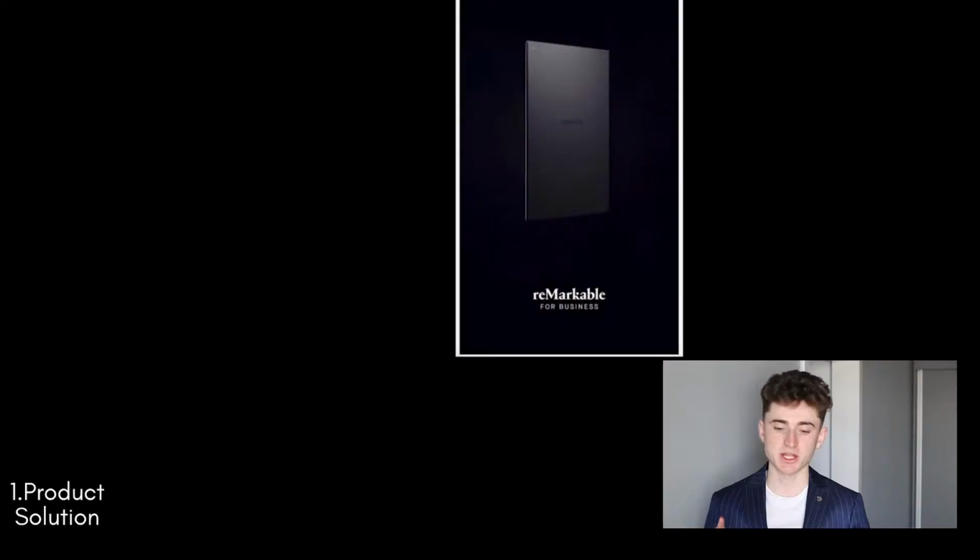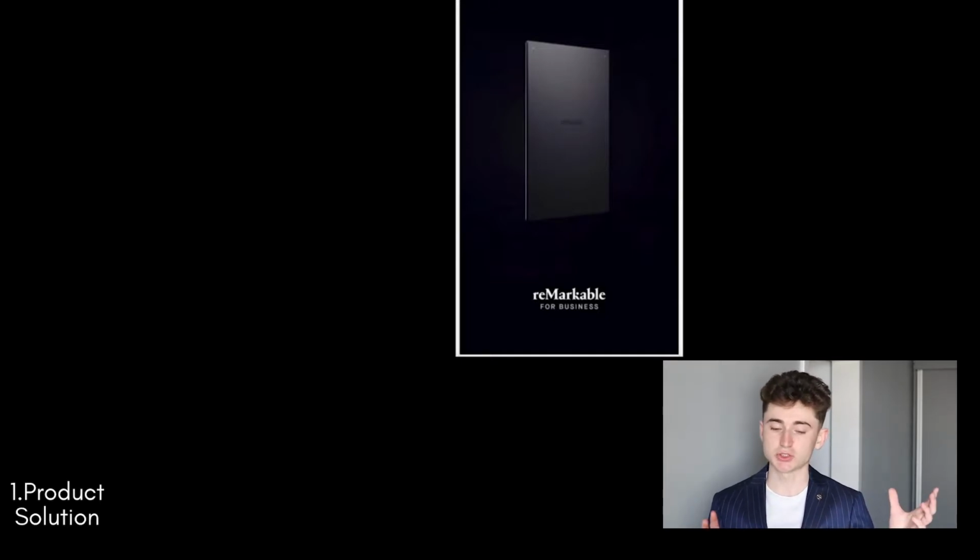So it's a lot of things to digest here. First of all, what they started off with is a product solution. So they introduced the product, which is Remarkable 2. So basically the product itself. This is the first element that they used in the first second.